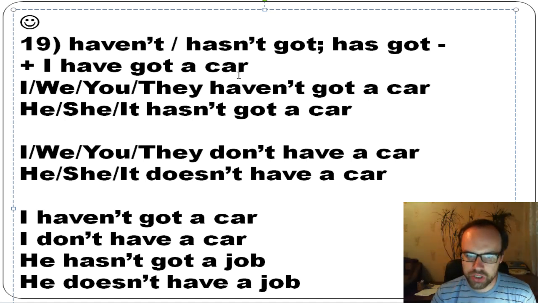Look, we have got a car. We haven't got a car. You have got a car. You haven't got a car. They have got a car. They haven't got a car.